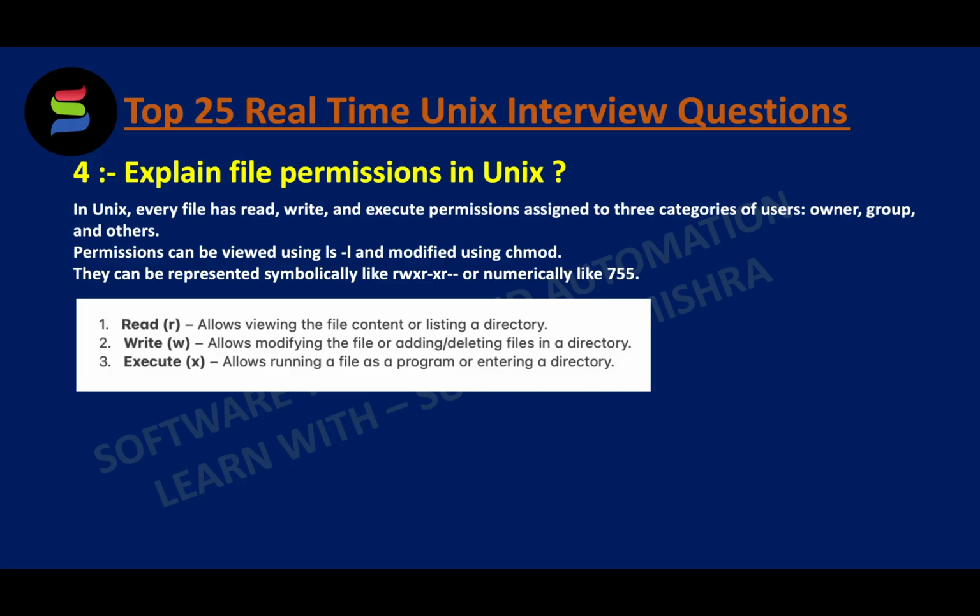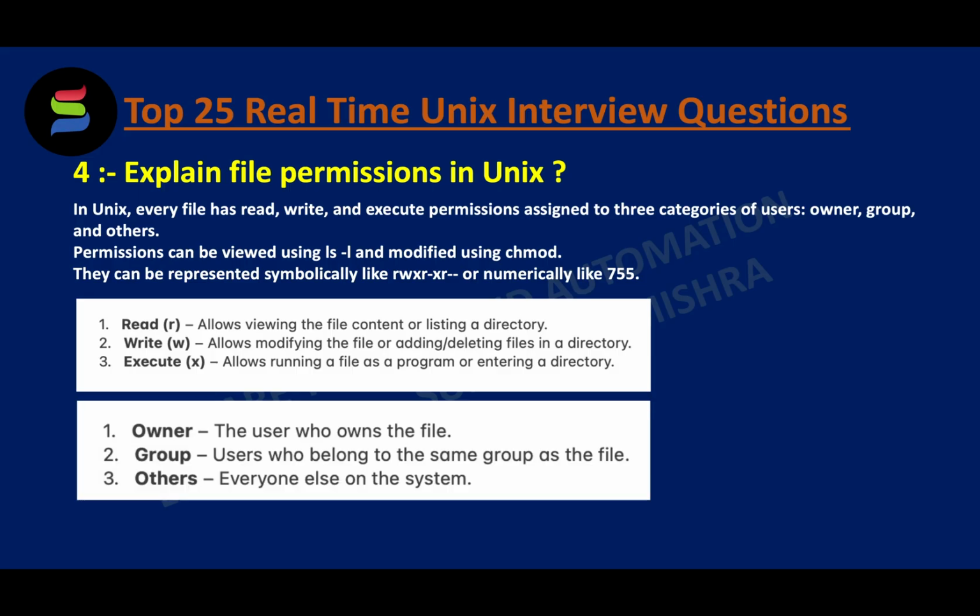These three permissions are applied to three categories of users. What are those categories? One is owner, another one is group, and the last one is others. Owner is the user who owns the file, group is the users who belong to the same group as the file, and others is everyone else on the system. So, each file has permissions for owner, group, and others.